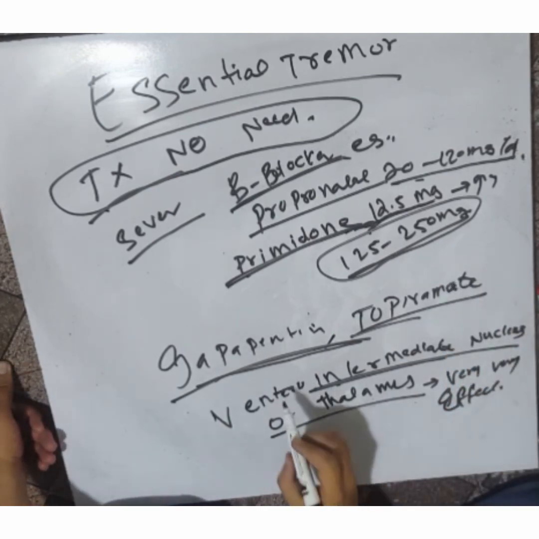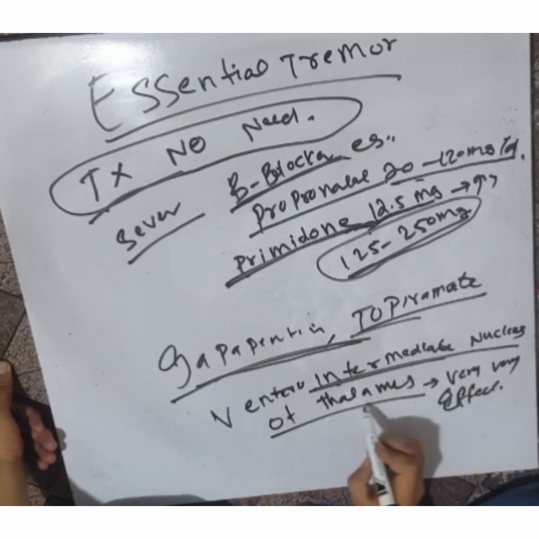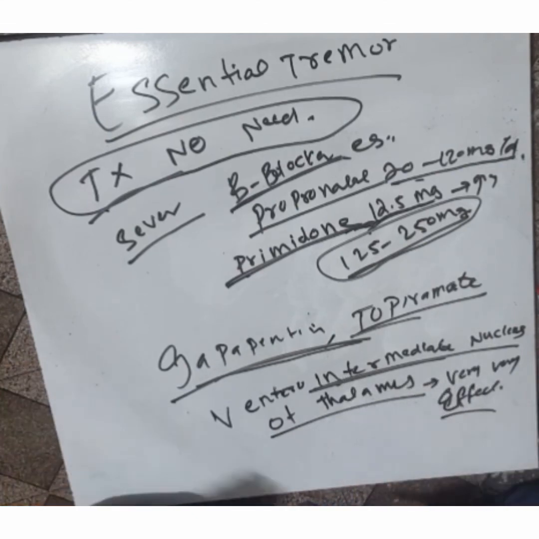The surgery: we can operate on the intermediate nucleus of the thalamus. This is a very effective treatment in which all other medical treatments fail. This is the type of surgery for essential tremor.